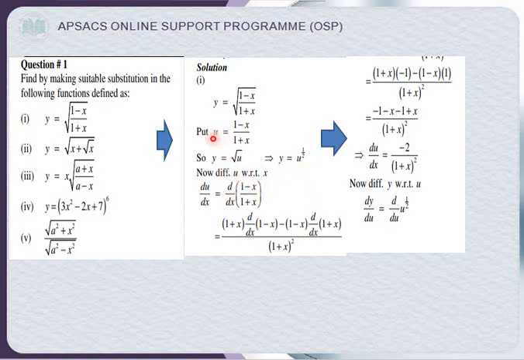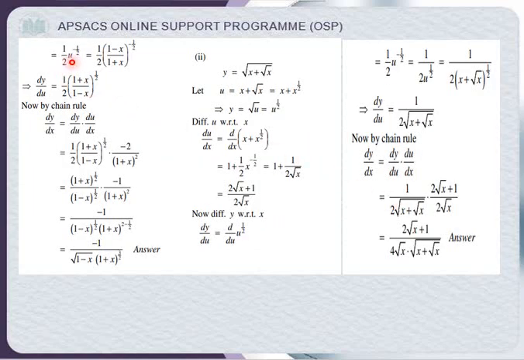Differentiate u with respect to x, so du upon dx. I apply u upon v here, and now I differentiate y with respect to u. Why? Because in one situation the independent variable is x, and in the other the independent variable is u. Now you have the answer of dy upon du.